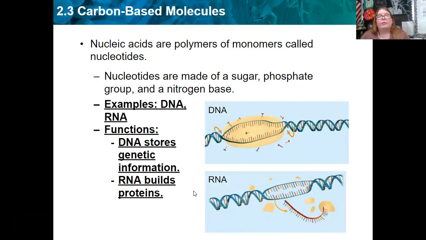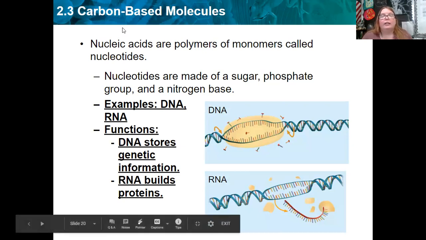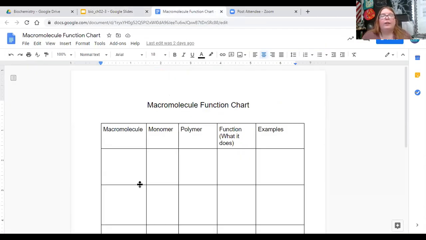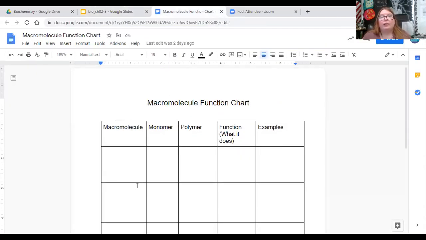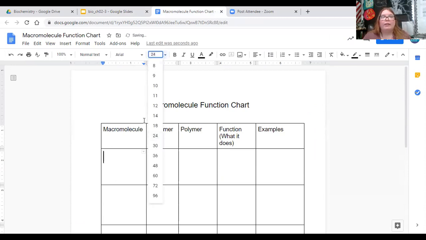Okay, so what you need to do right now is, if you have not filled out your chart as you go, you need to start filling that out. So let me get out of here and I will show you your chart. Okay, so here's your function chart in a Google Doc. Everyone will get their own copy. So for macromolecule, that's one of the big 4 things that we talked about.